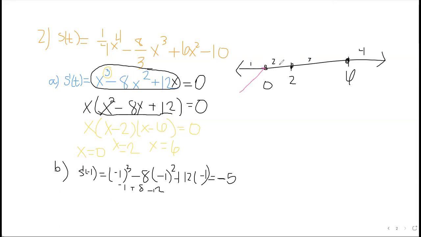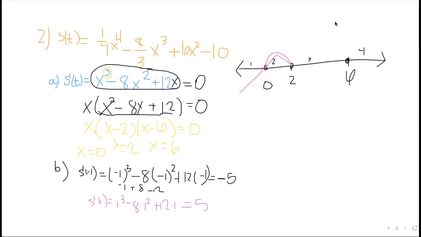So we need to test something between 0 and 2. Let's go with 1. So s prime of 1 equals 1 to the 3rd minus 8 times 1 squared. Being a little lazy with this, but that's okay. Plus 12 times 1, because it's positive. It's a lot easier. So 1 minus 8 plus 12 gives me a +5 this time, because 1 minus 8 is -7, plus 12 gives me the +5. So that means between 0 and 2, there's something happening here. You could curve it, you could draw it like this. Doesn't really matter as long as it's up here. You can be as fun and creative as you want with it.